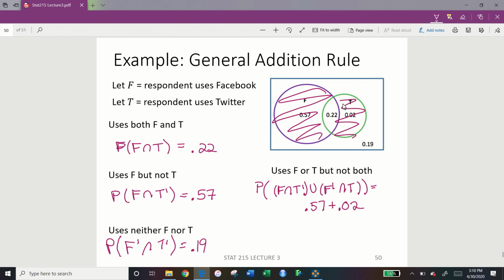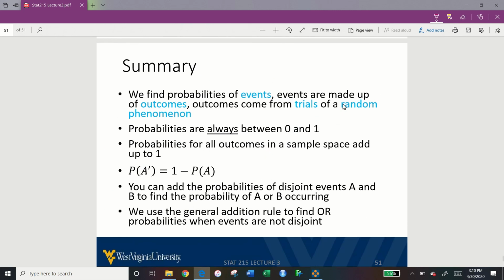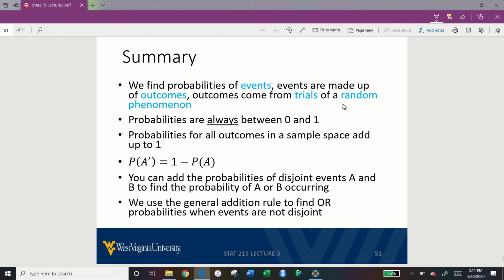Okay, so that brings us to the end. Let's just summarize what we've learned so far. So, this lecture we have learned how to find probabilities of events. We know that events are made up of outcomes, and outcomes come from trials of a random phenomenon. We know that probabilities are always between 0 and 1. Probabilities for all outcomes in a sample space are going to add up to 1, and if the event or outcome isn't possible, that's going to be equal to 0.